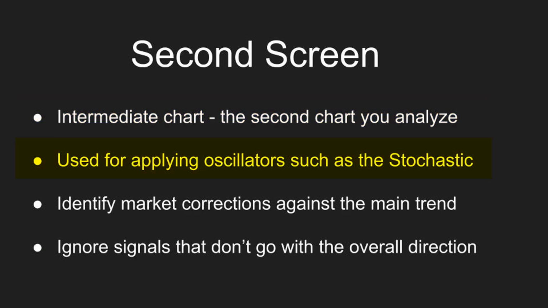The purpose is to identify market corrections that go against the main trend. For example, if the long-term trend is up, then you will look for buying opportunities that occur whenever the price in the intermediate chart goes down and the oscillators indicate oversold conditions.